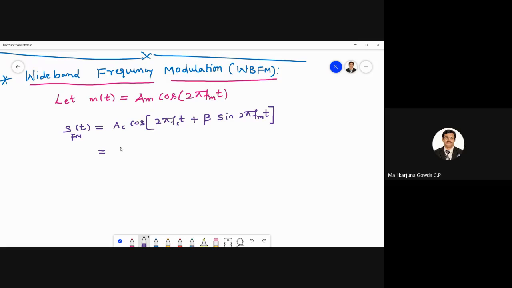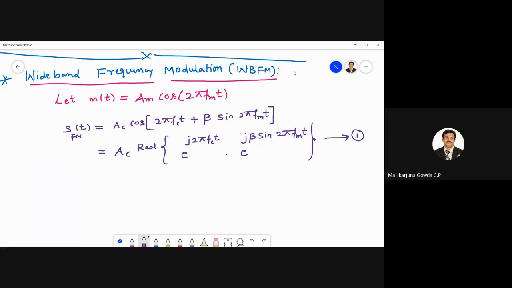So I can write this as Ac times the real portion of e power j, and either I can write a single term as 2 pi fc t plus beta sine 2 pi fm t, or I can write it as two separate terms: e power j 2 pi fc t into e power j beta sine 2 pi fm t. Let me call this equation 1.